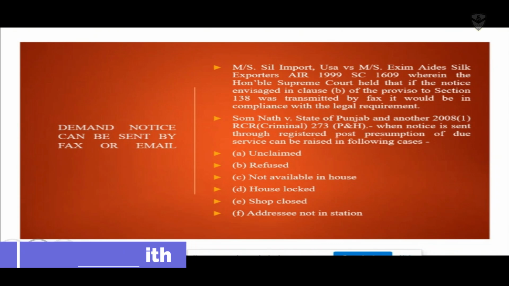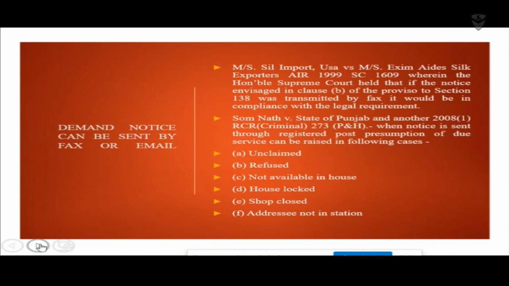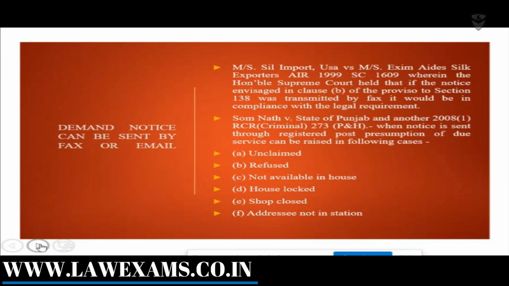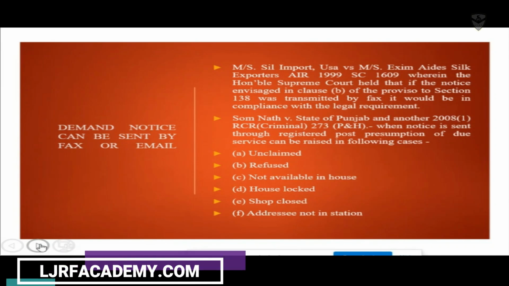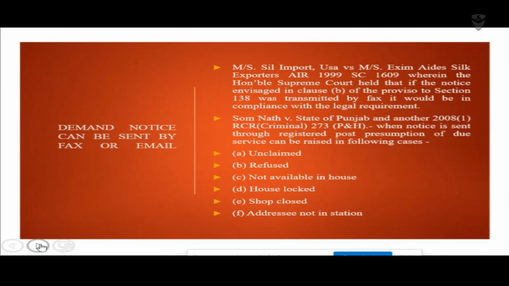In Shakti Import versus Estates, the Supreme Court held that if the notice envisaged in Section 138(b) was transmitted by fax, it would be in compliance with the legal requirement. Now even by fax or email, you can send the notice; that is valid as per the decision of the Supreme Court. In Somnath versus State of Punjab, where notice is sent by registered post, presumption of service can be raised in the following cases: unclaimed, refused, not available, house locked, shop closed, address not in station. In all these cases, whatever be the reason, it will be counted as notice properly served.